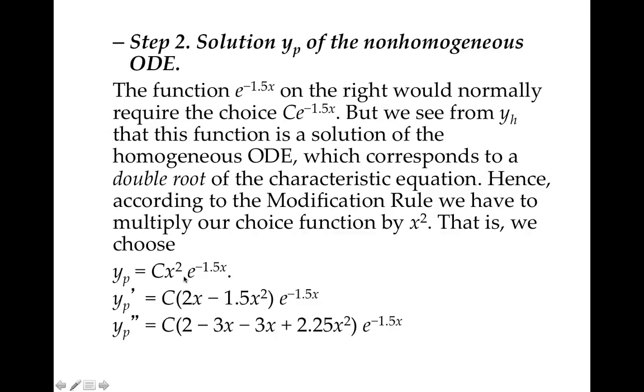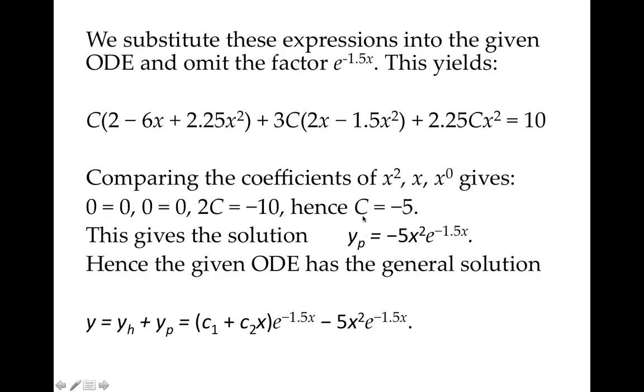So once again, this x squared comes about because we had to use our modification rule because we have the same root for the homogeneous part of the equation as we have for the particular solution of the non-homogeneous part. So now this just shows also what happens when we take the first derivative of the particular solution and the second derivative of the particular solution. Now why would we want that?